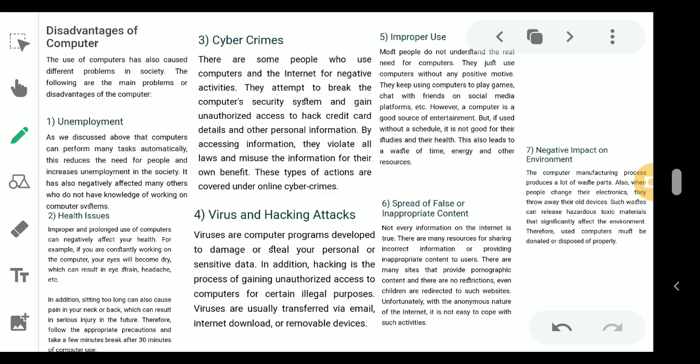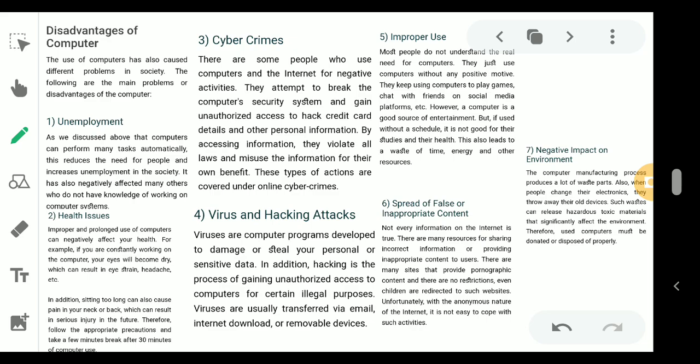So we need to hold on to this. We need to share our information wisely. If you are chatting with an unknown person on Facebook, don't share your personal information, card details, account details, or anything with unknown people, those whom you don't know.